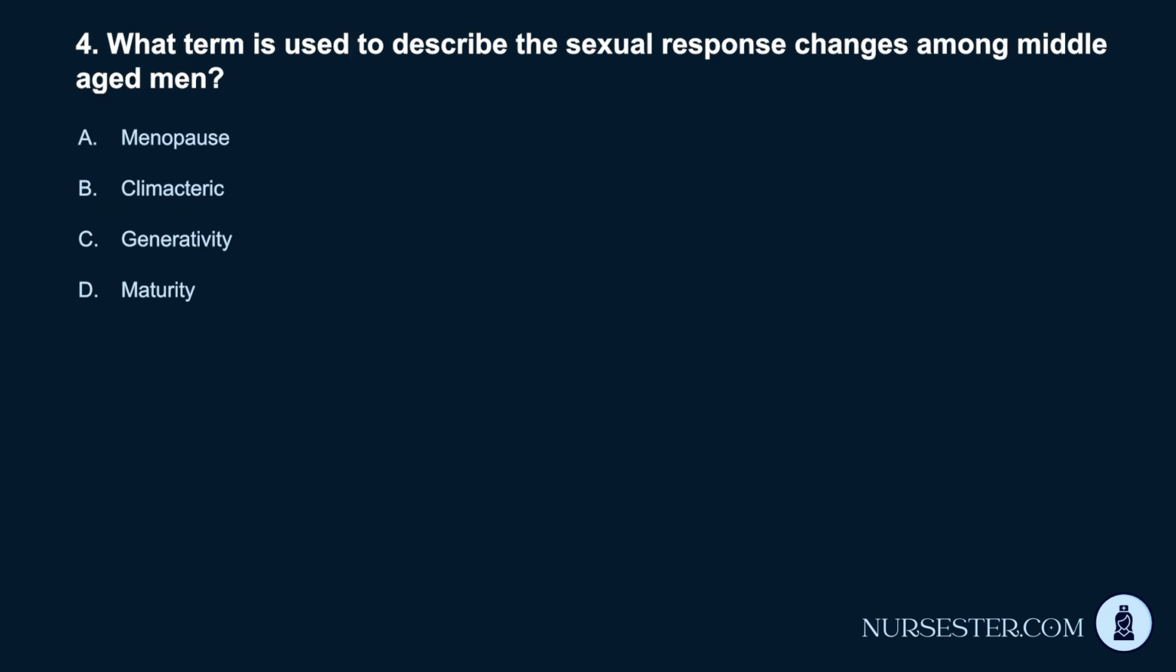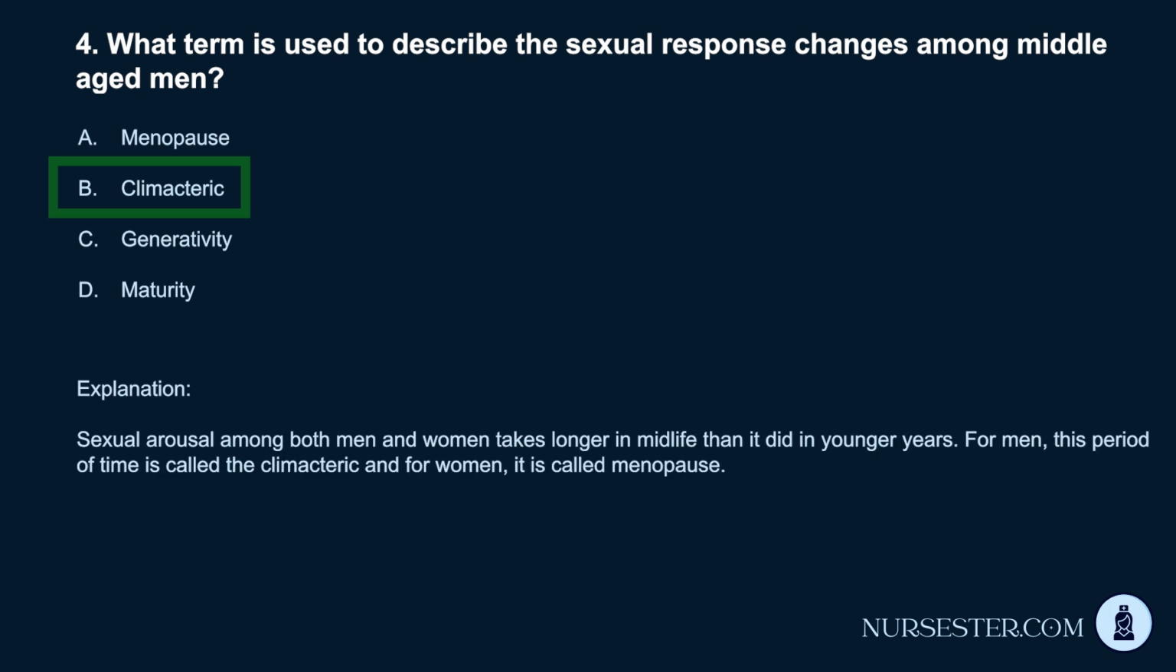4. What term is used to describe the sexual response changes among middle-aged men? A. Menopause. B. Climacteric. C. Generativity. D. Maturity. Correct answer: B. Climacteric. Sexual arousal among both men and women takes longer in midlife than it did in younger years. For men, this period of time is called the climacteric, and for women, it is called menopause.